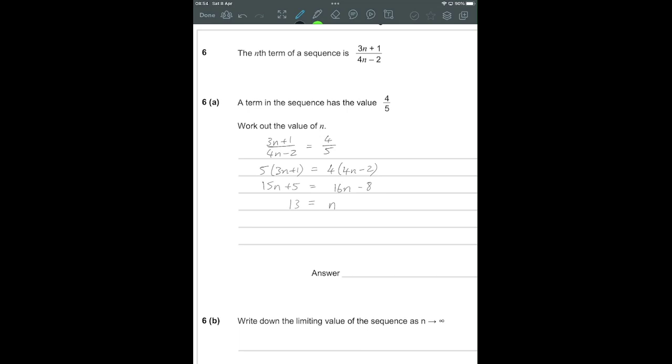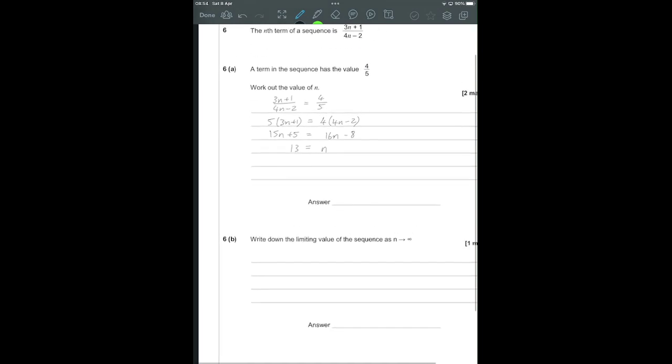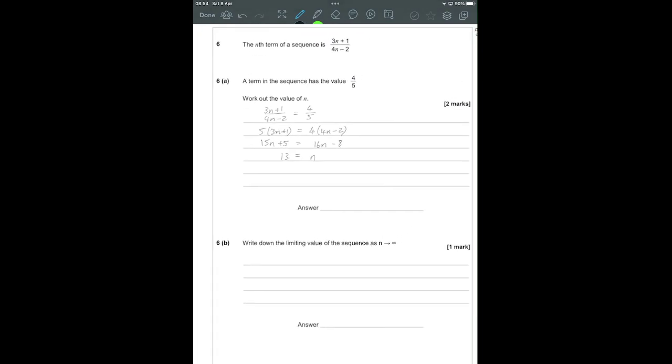N equals 13. If I were to sub that back into the original, to have that checking technique again, on the top, 3 times 13 plus 1 gets me to 40. 4 times 13 minus 2, 4 times 13 is 52, minus 2 is 50, so that's 40 over 50, which does simplify as required.